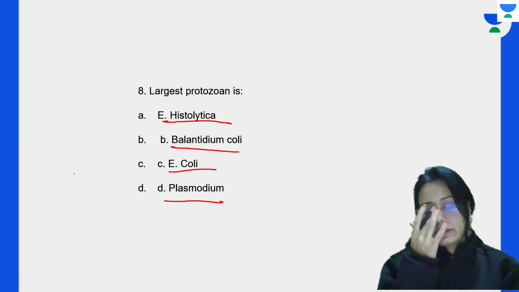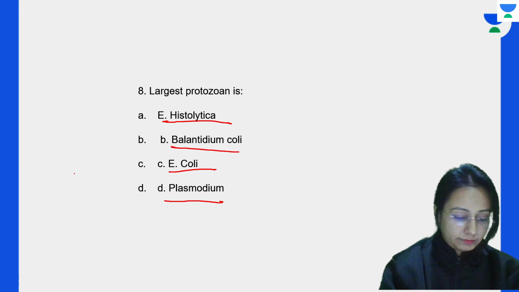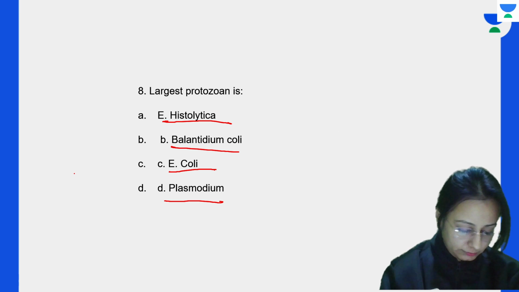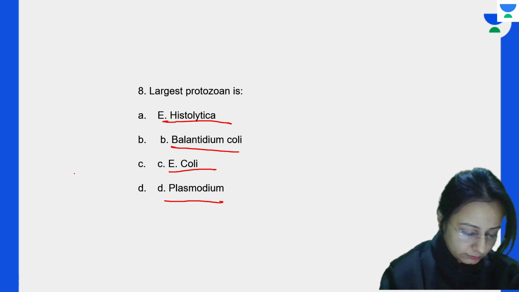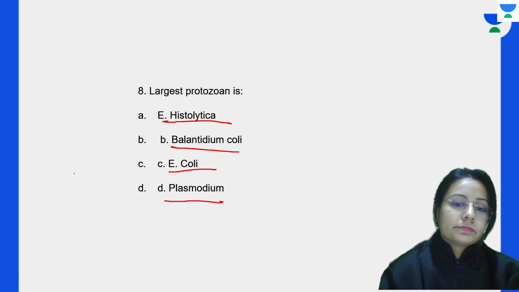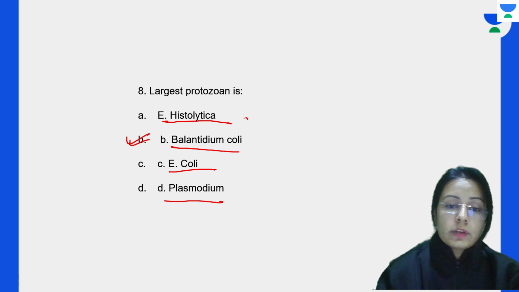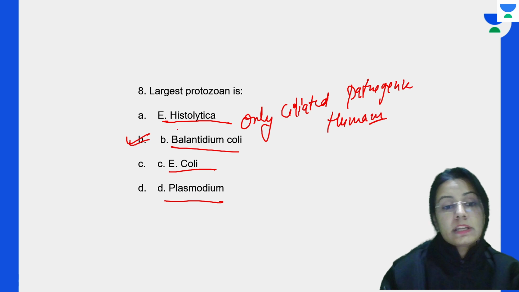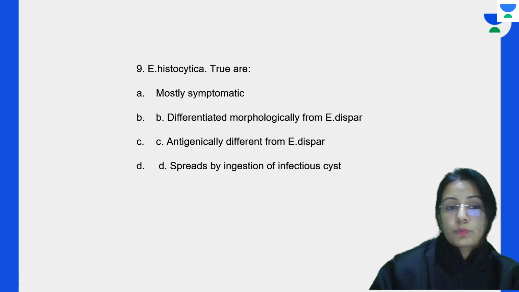The largest protozoa is Balantidium coli, and it is the only ciliated protozoa that is pathogenic to humans. It belongs to the Ciliophora, and it is the only ciliated pathogenic protozoa to humans, and it is the largest protozoa.